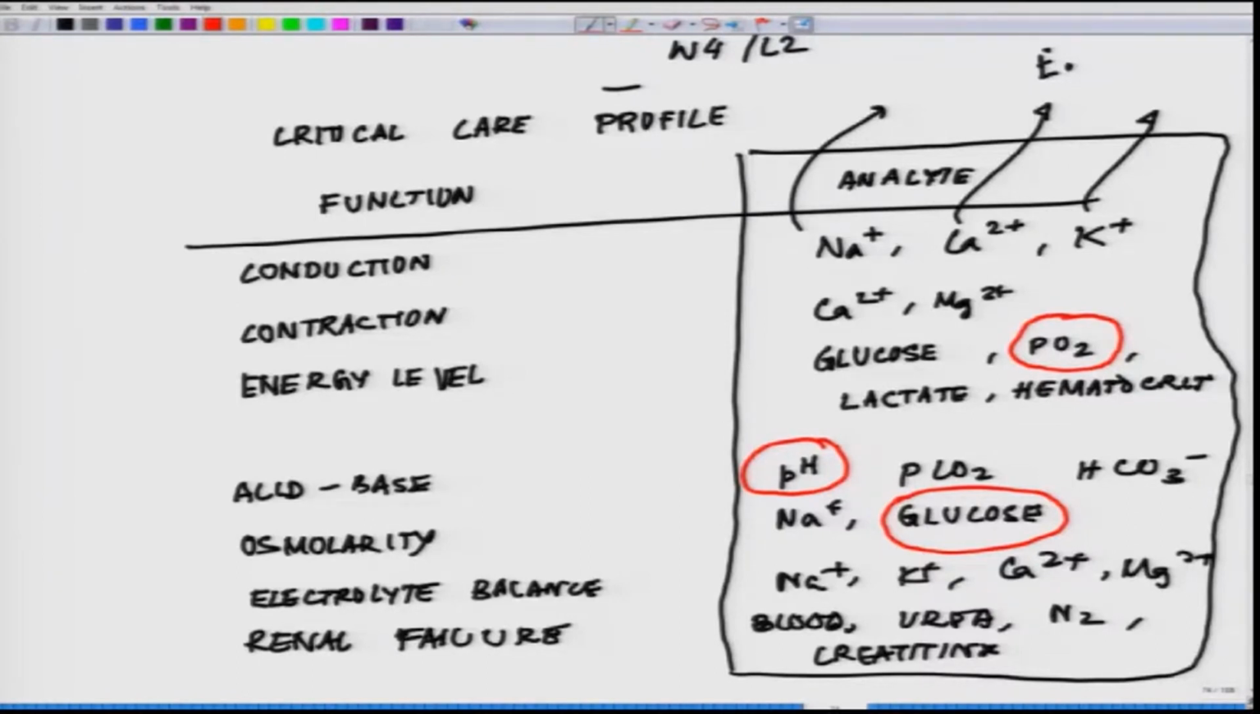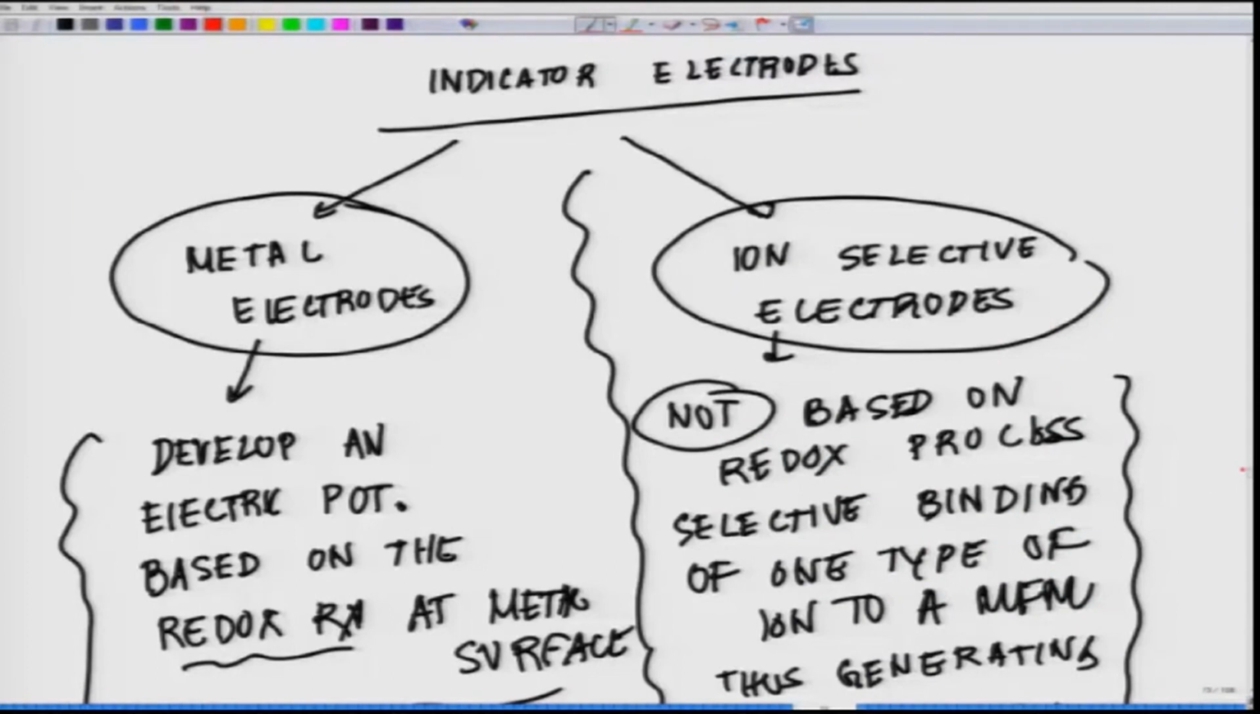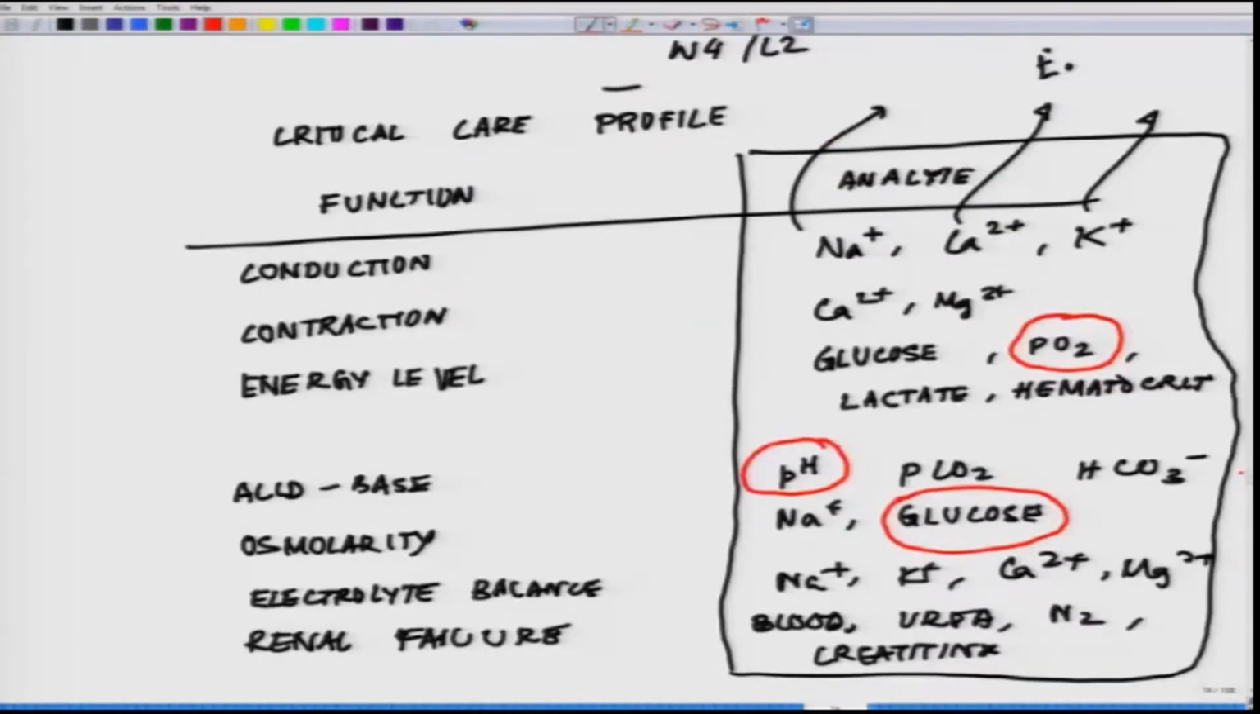Okay. Now, in the previous class I told you that you have two different kinds of electrodes: you could have a metal electrode or an ion selective electrode. When I say ion selective electrode, I am talking about these kinds of ions, analytes: sodium, calcium, potassium, magnesium, okay, HCO3.